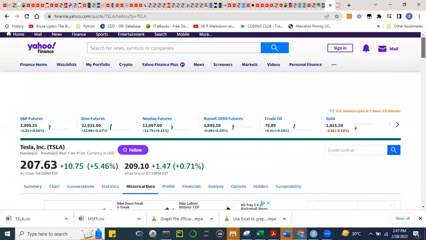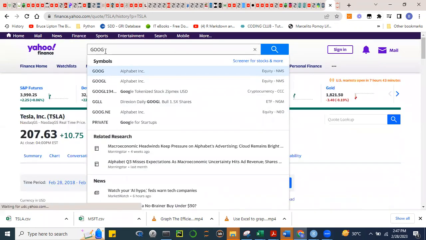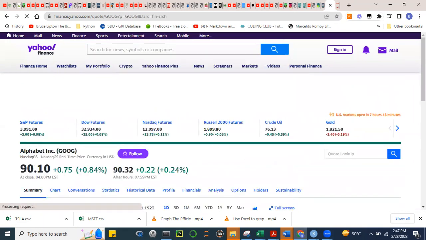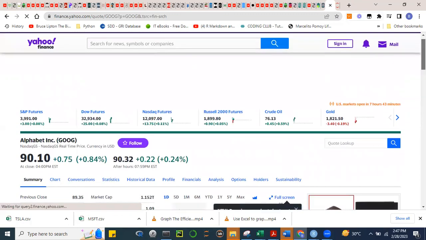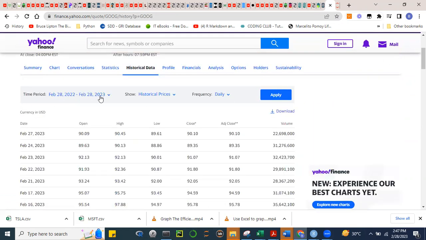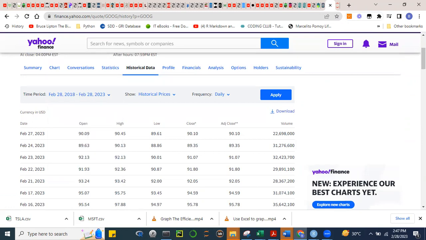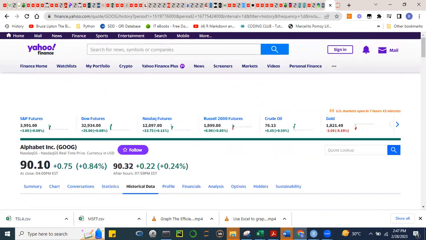Okay, and then let's see. Let's go to Google. Google, here Alphabet. Okay, Alphabet, and then we also do historical data. Again, 5 years so that we have the same data period as the other stocks. Historical, daily. Okay, then download. Wait, you have to make sure that you apply. Okay, I don't think I applied.